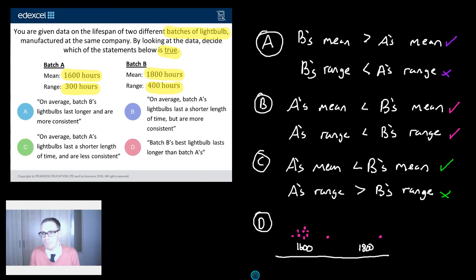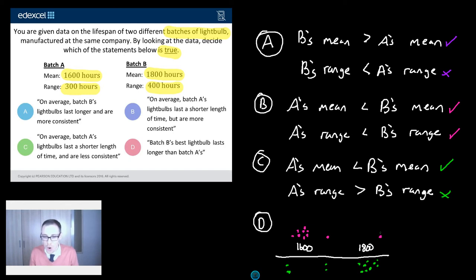Now let's have a think about batch B's light bulbs. Again, they've got a mean of 1,800, so a lot of them are going to be scattered around the 1,800 mark. But there may be a few that are a little bit bigger, but the range is 400. So in fact, there might just be like one or two down here. So we can see that the mean of batch B is around about 1,800. That's why on average they last longer. And the range is a little bit more spread out. And in fact, the range is 400, so the range could be right down to there.